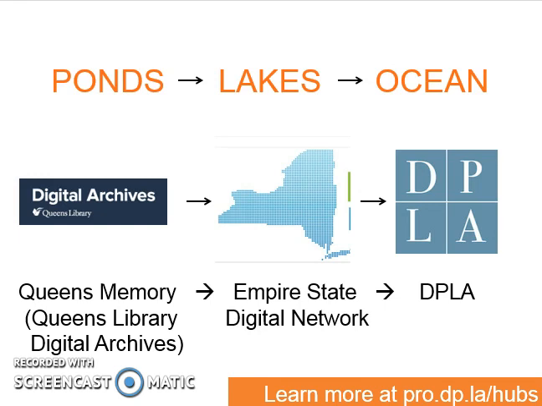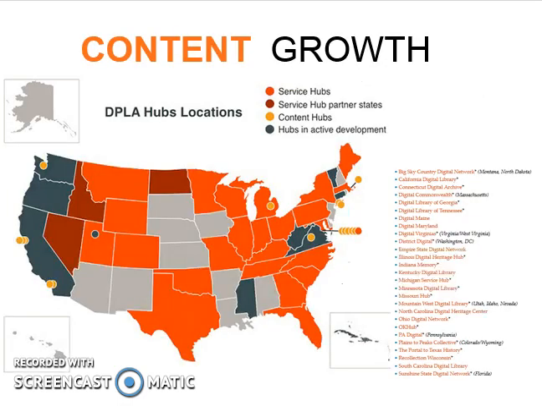You can view a complete list of all the DPLA service hubs at pro.dp.la/hubs. The hubs model ensures that institutions of any size would be able to ultimately participate in the DPLA through service hubs, and to that end, it would be ideal to have these service hubs in every state or region. As you can see from the map, there are some hubs that are still in development. Those are the states in blue, and the gray states do not yet have a hub.